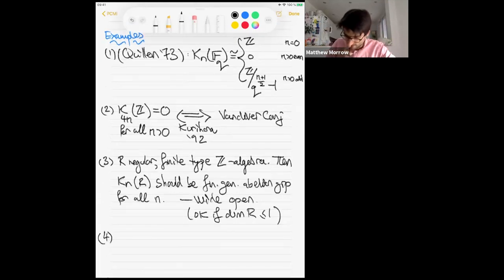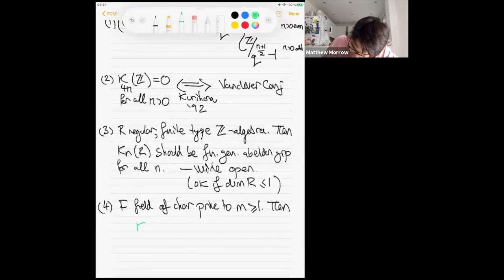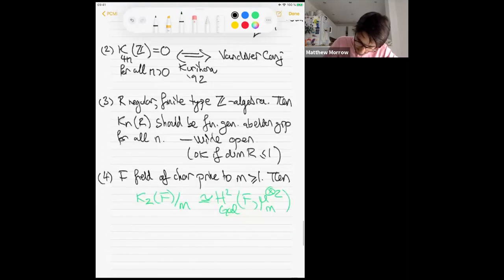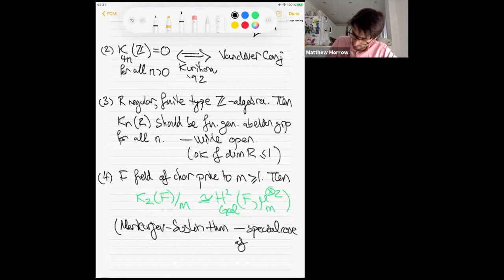As another example, this is a calculation where there's going to be a positive result. Let's take F to be a field of characteristic prime to some n. Then, let me put this in green because it's supposed to be an instance of the phenomenon that we're keeping an eye out for. This is again a special case of Bloch-Kato: K2 mod M will identify with second Galois cohomology with coefficients in mu_M tensor 2. That's from the Merkurjev-Suslin theorem, which is now a special case of Bloch-Kato, which we'll come to a little bit later.